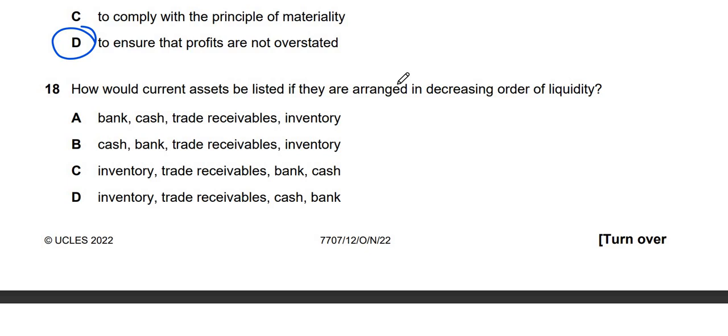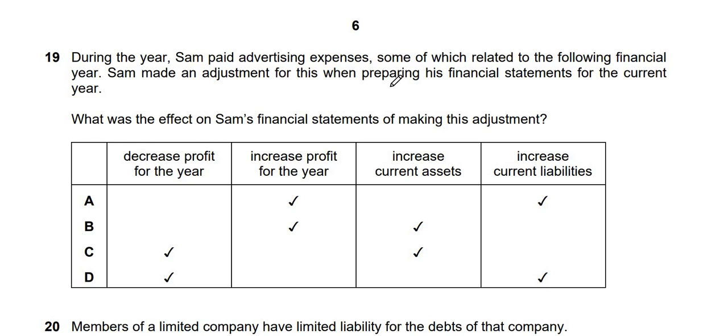Question number 18, it says, how would current assets be listed if they are arranged in decreasing order of liquidity? So look, cash is the most liquid one, so we already know that B is the answer. But after cash, you have bank, then trade receivables and inventory. So this one was a very easy question, honestly.